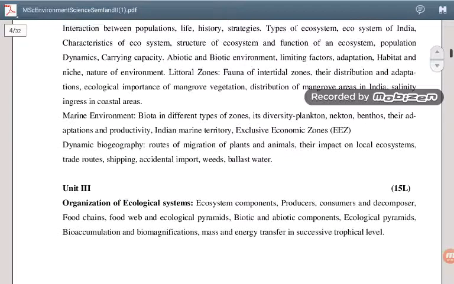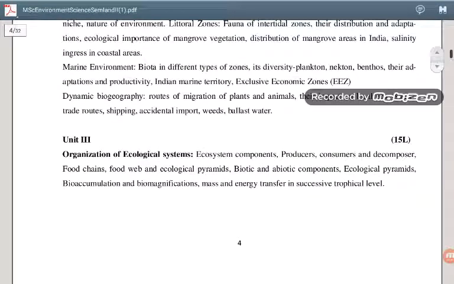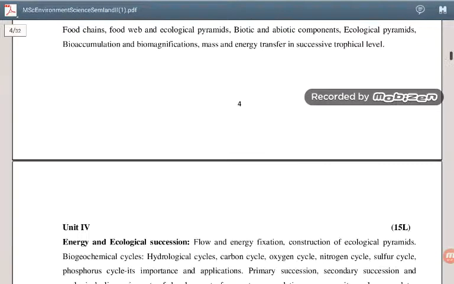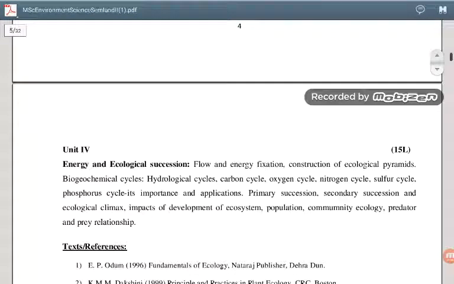So coming up to unit 3, unit 3 is nothing but the organization of the ecological system, means how this ecological system is organized in the biosphere. So we have to study something related to the producers, consumers, decomposers, and what are the different components of the ecological system.